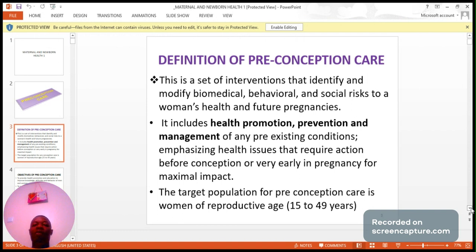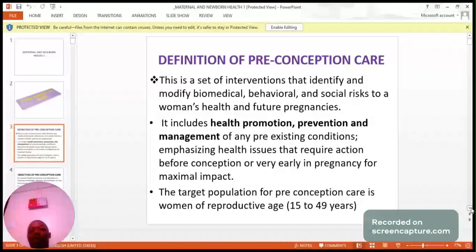So this is how the mother is supposed to be taken care of, in terms of waiting for conception or before conception. It includes health promotion, prevention, and management of any pre-existing condition. Because as we know, the human body is at risk of conditions that can come in line with living. It is sensitizing in terms of how the mother can be healthy, or prevent herself from getting any disease. And if there is already a disease, how it can be managed so that it does not impact pregnancy in a negative way, but in a positive way.